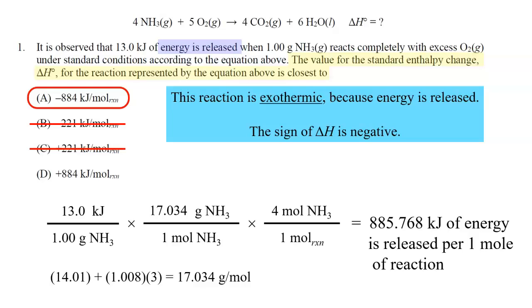If I change 17.034 to just simply 17, and if I multiply 13 times 17 times 4 on my calculator, I do get a value of 884. And again, the reason why the sign of delta H is negative is because this reaction is exothermic and energy is released. Again, the correct answer to question 1 is choice A.